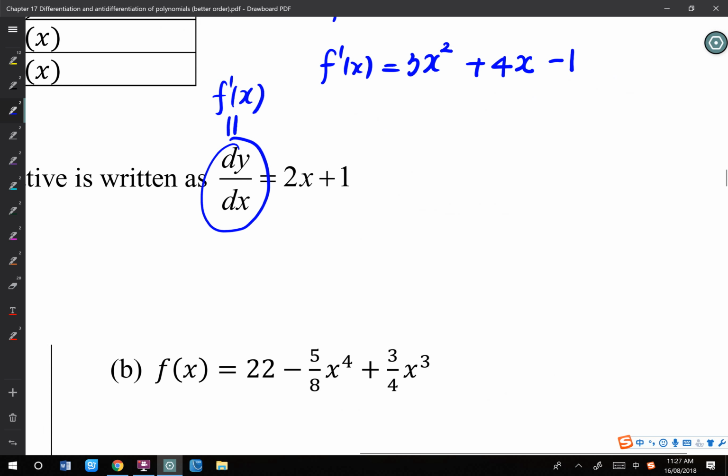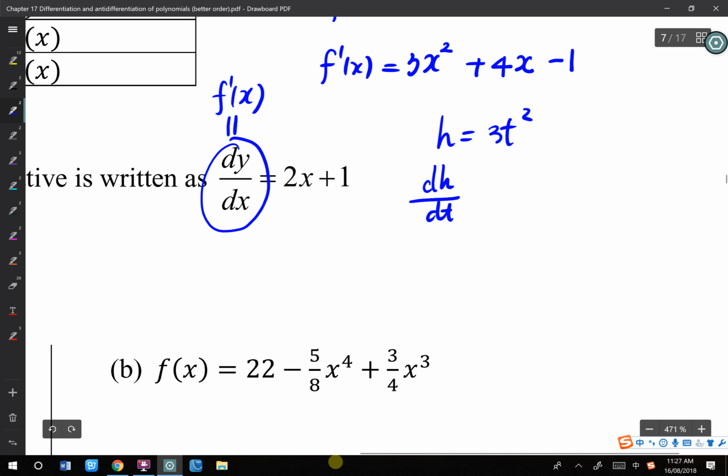Say if you have h equals 3t squared, what you will do is dh/dt equals 6t. It depends on what you have. Because you don't have y and x here, it's very weird if you write dy/dx.